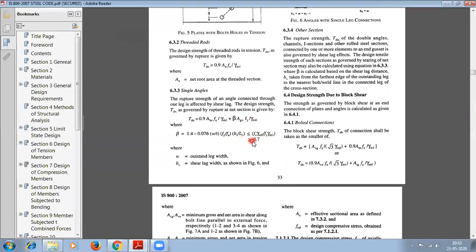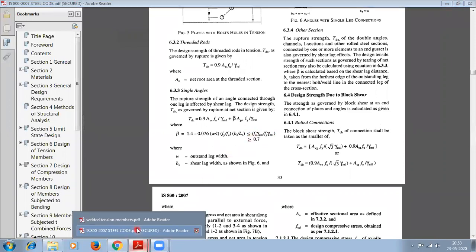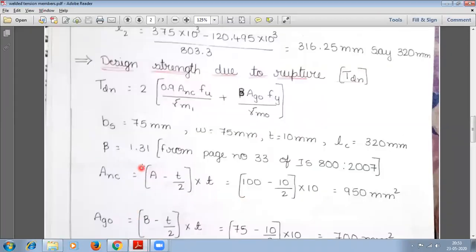And it is 0.7. Always the beta value should be greater than 0.7 and lesser than this value. Like that you need to design. So whatever value we have got is lesser than 1.44 and greater than 0.7, and it is safe for us, the beta value.